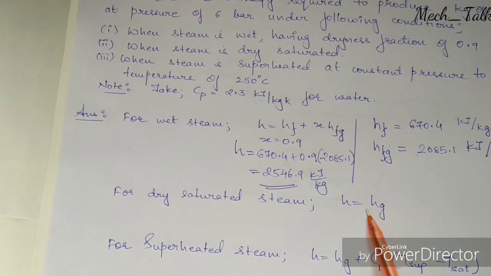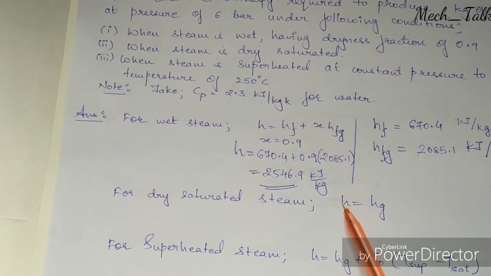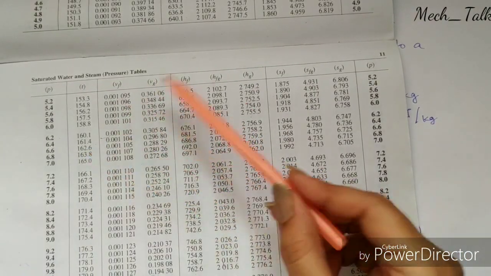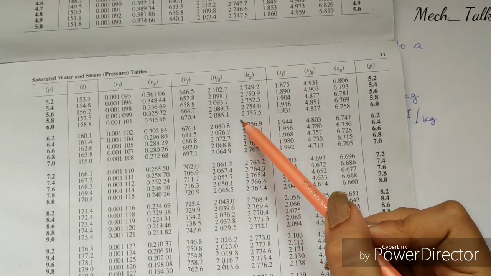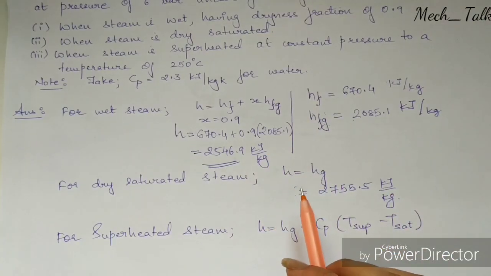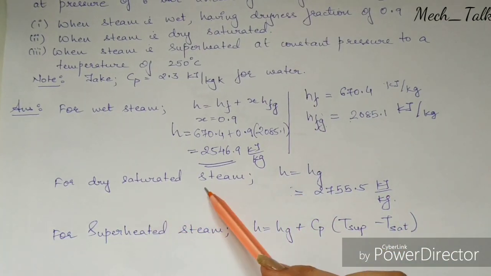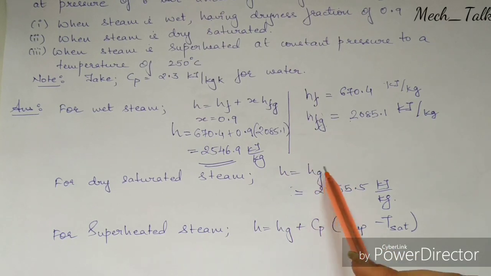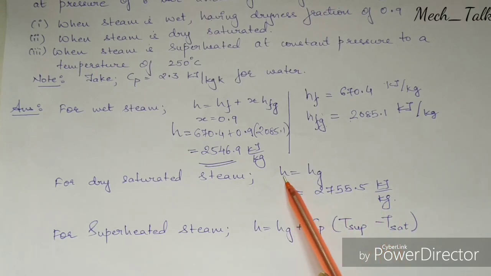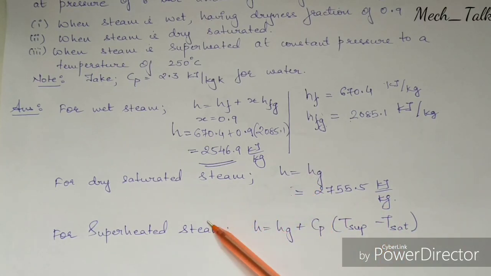Now for dry saturated steam, we have h equals hg. Hence, finding the value of hg from the steam table for a pressure of 6 bar, the value of hg is 2755.5. So for dry saturated steam, h equals hg, that is 2755.5 kilojoule per kg, the value of specific enthalpy for dry saturated steam.